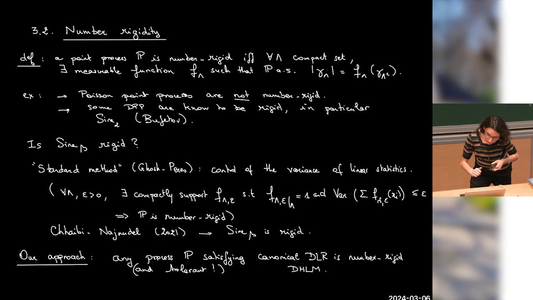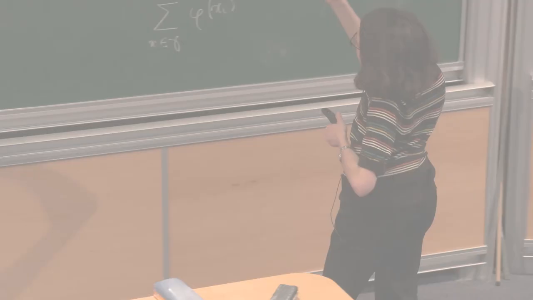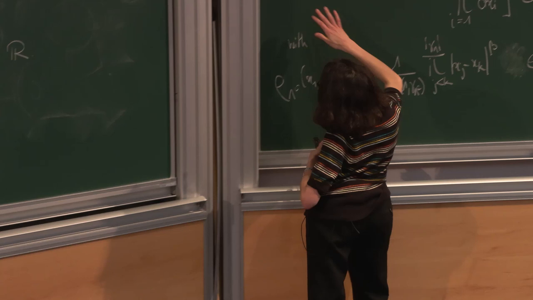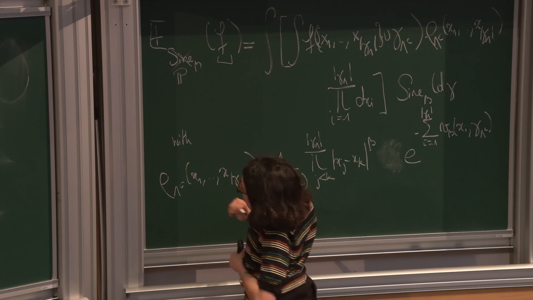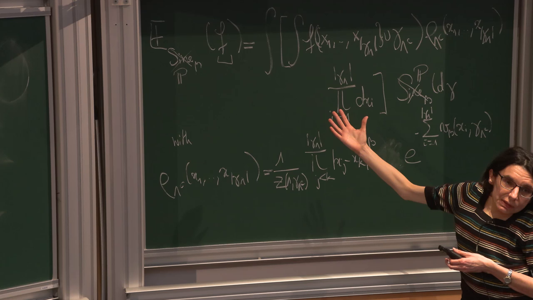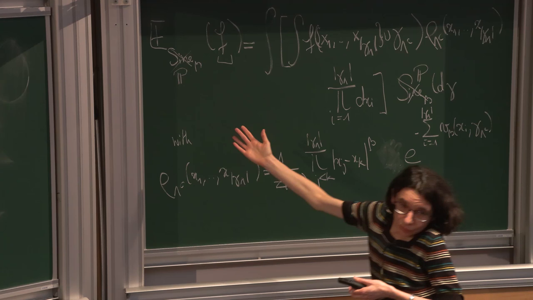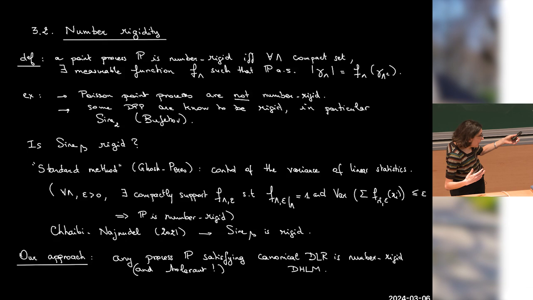We used a completely different approach, and we showed that any solution of DLR is rigid. In fact, I said DLR equation, but here I can say, let's consider any point process satisfying this equation. We showed that sine beta indeed satisfies this equation, but there could be other solutions, and it's an open problem to know if sine beta is the only solution. What we prove is that any process satisfying this particular DLR equation is number rigid.